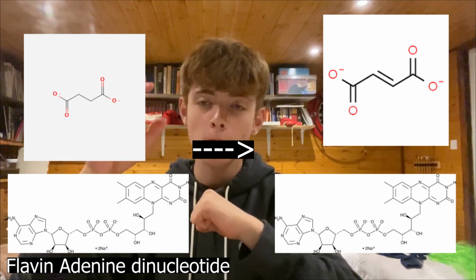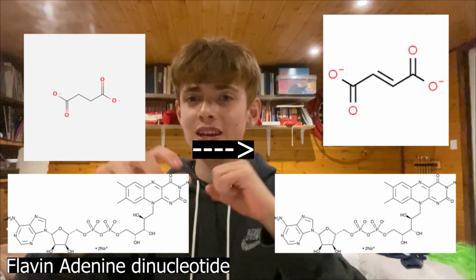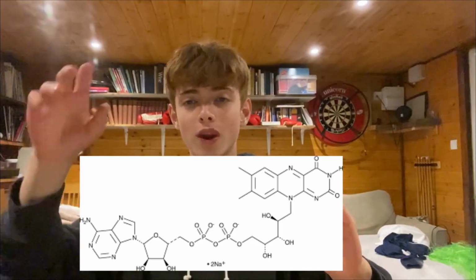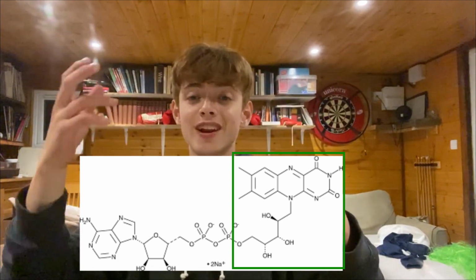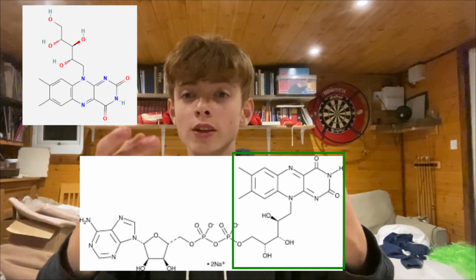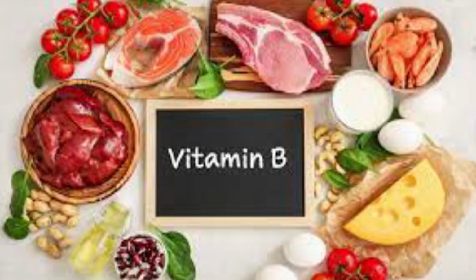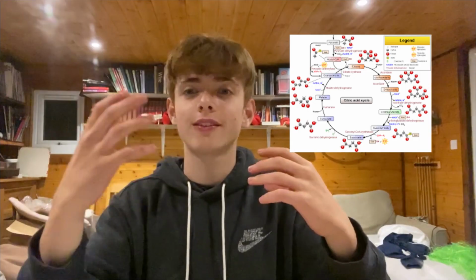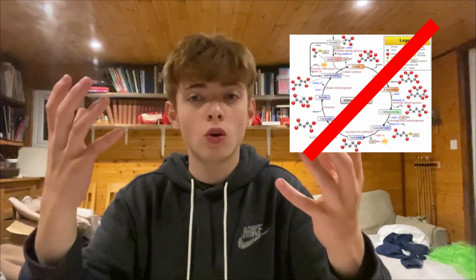FADH2. And what's interesting about FAD and FADH2 is FAD, if you look at the molecule on the screen, will end up having a riboflavin section on the FAD molecule. That is because riboflavin is needed to produce FAD, just like niacin is needed to produce NAD. That is why the B vitamins are such vital and crucial things for your body, because otherwise things like the Krebs cycle and a load of other chemical reactions simply will not work.